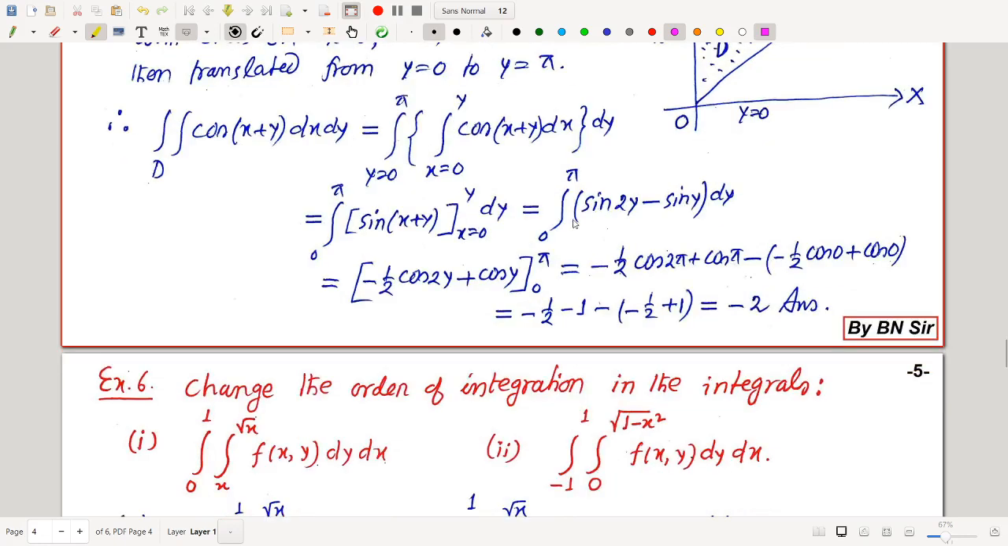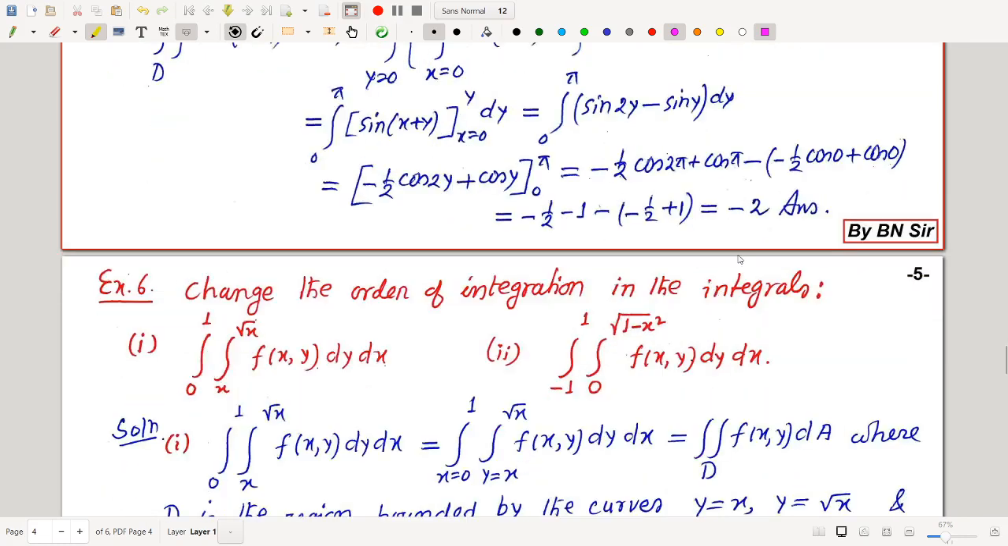Okay, now sine 2y integration is minus half cos 2y, all of you know, and minus sine y integration is plus cos y with respect to y when we integrate. And limit 0 to pi means y is pi, y is 0 here. So if we put pi first, so minus half cos 2 pi plus cos pi, and then minus half cos 0 plus cos 0. Okay, so cos 2 pi is 1, cos pi is minus 1, and cos 0 is 1, cos 0 is 1.